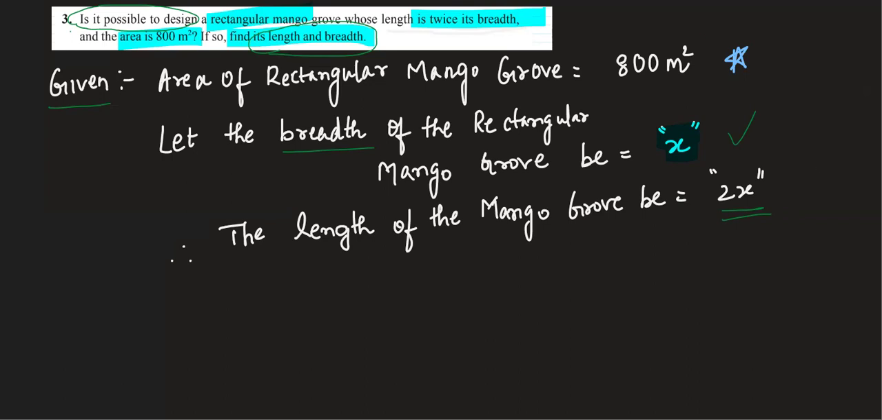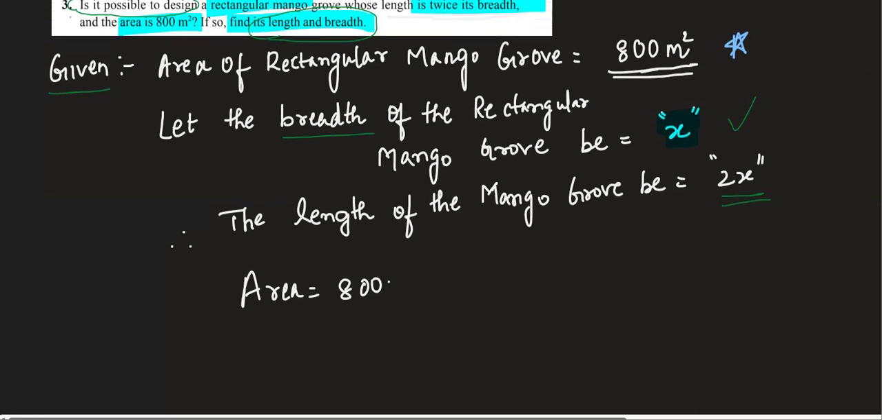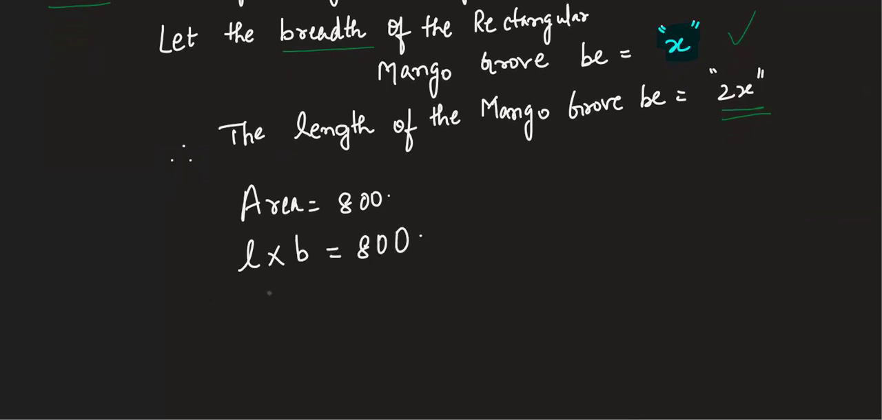Now we will use this part of the information, that is the area, to form an equation. Given is area equal to 800 meters square. Now what is the area of a rectangle? Area of the rectangle is L into B, right? So L into B is equal to 800. Here L will be 2x and B will be x. So 2x into x will become 2x square, which is equal to 800.